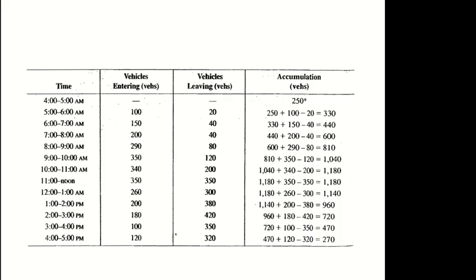Okay, this is an example of a cordon count. The hours are written here. Now you see the first count, which is from 4 to 5 a.m. This is the initial count, which is done before the start of the activity in that area. So we are not expecting too much traffic crossing the cordon. You can see 0, 0 here: vehicles entering, vehicles leaving, 0, 0.